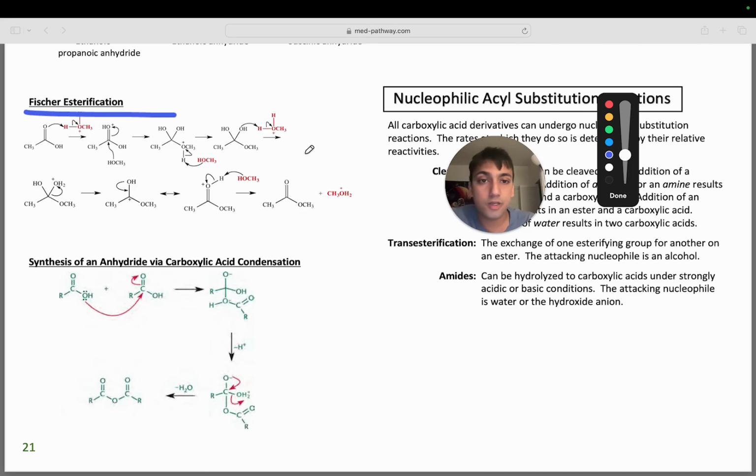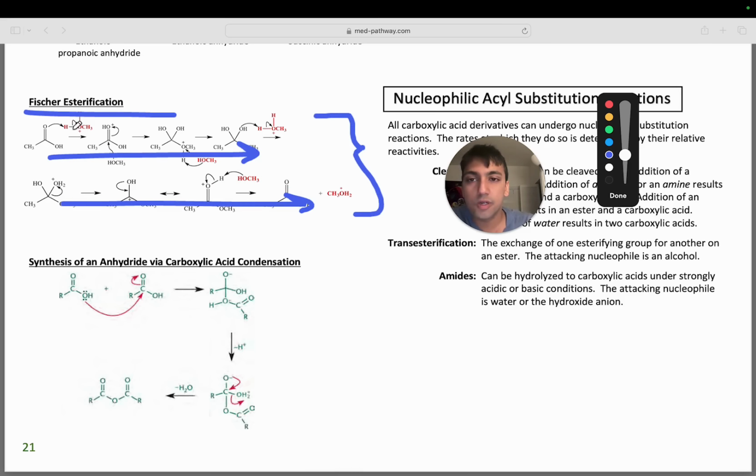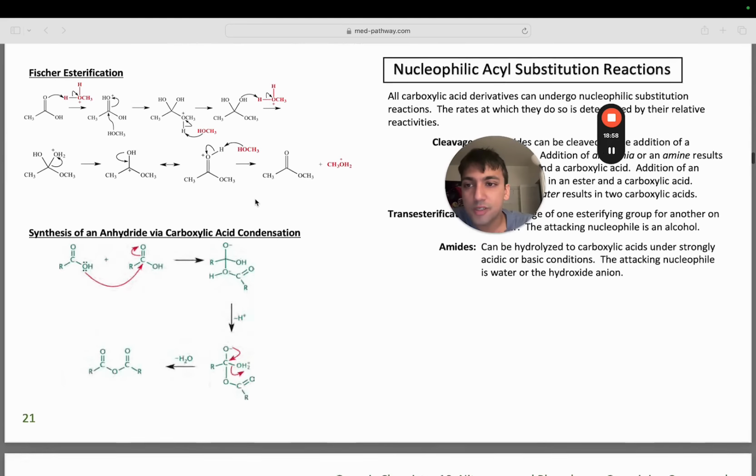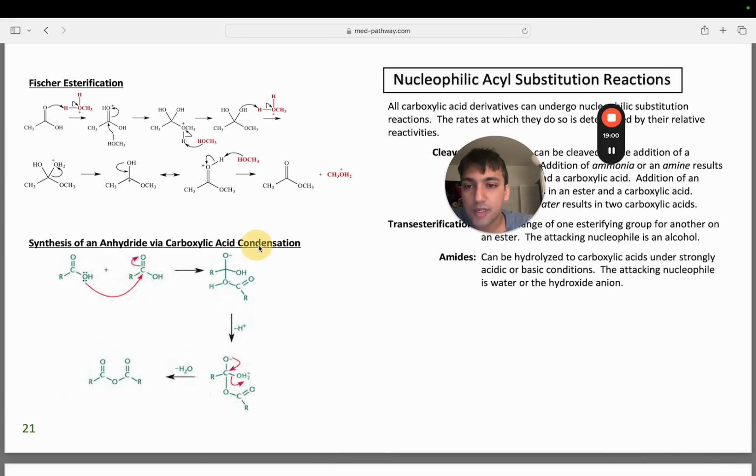Not too important that you memorize all these steps, but it's important that you go through the process and understand what's going on in Fischer esterification. How do we take a carboxylic acid and form an ester at the end of it? All right, good job. Now let's go to synthesis of anhydrides via carboxylic acid condensation.